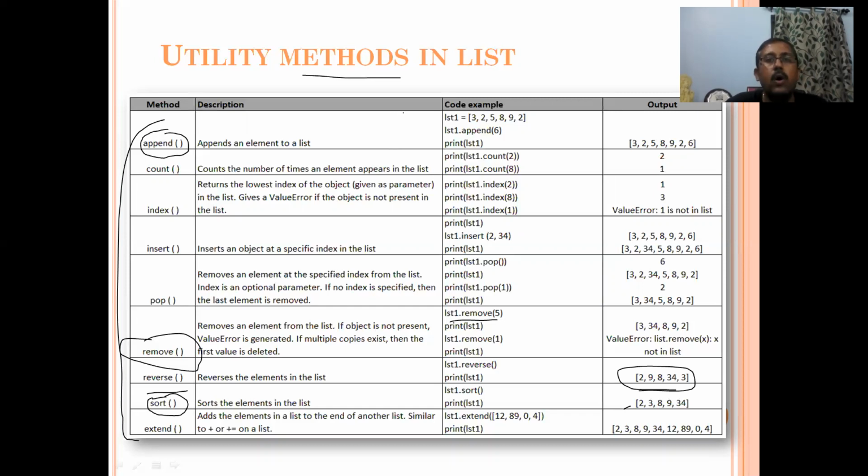So this is all about the list data type. We are going to come back soon with the next data type, which is the tuple data type, right? We will go through the tuple data type soon.